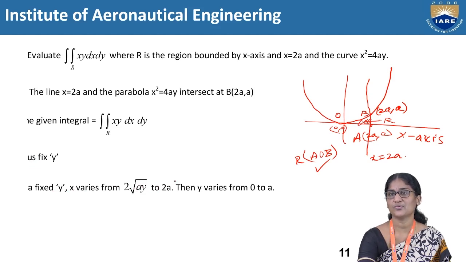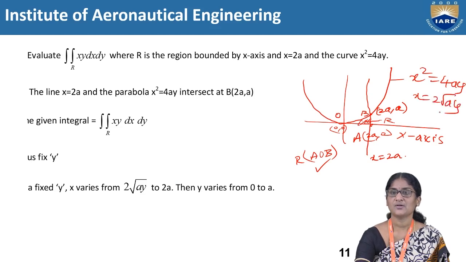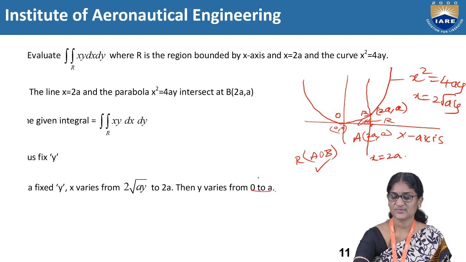2 root ay to 2a, because on this parabola, what is this parabola? x square is equal to 4ay. So how do we find the value of x here? x is equal to 2 root ay. So x goes from 2 root ay, then y varies from 0 to a.